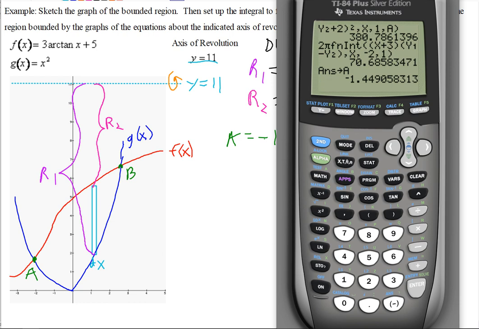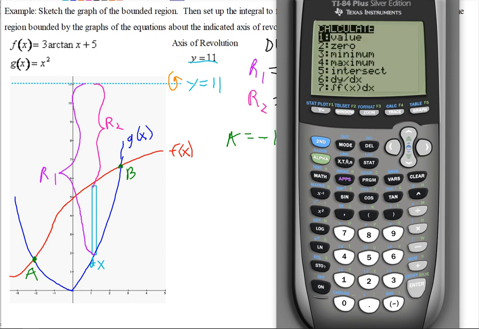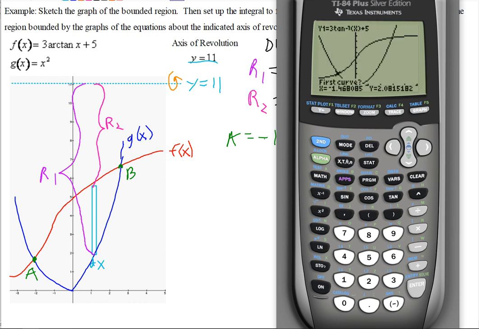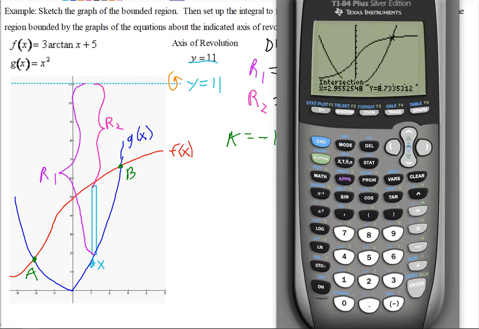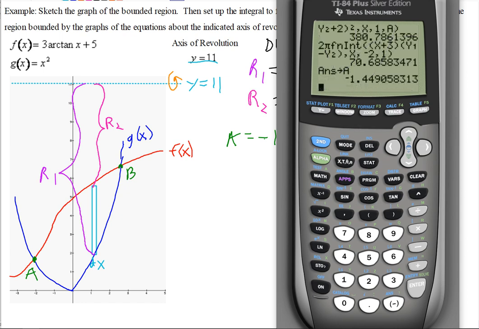And let's find the other one, second calc intersect. First curve enter, second curve enter. Let's guess this one is at 3. It's at 2.955. And let's store that in our calculator. So I can quit, store alpha B.